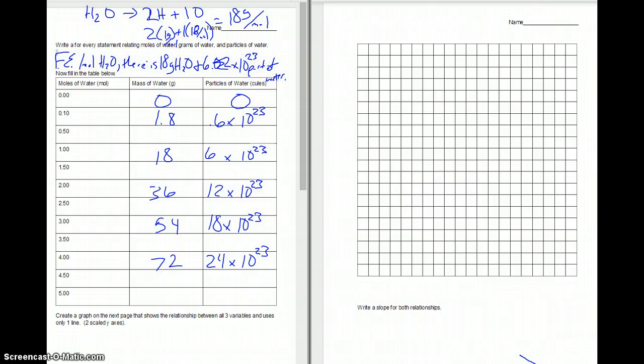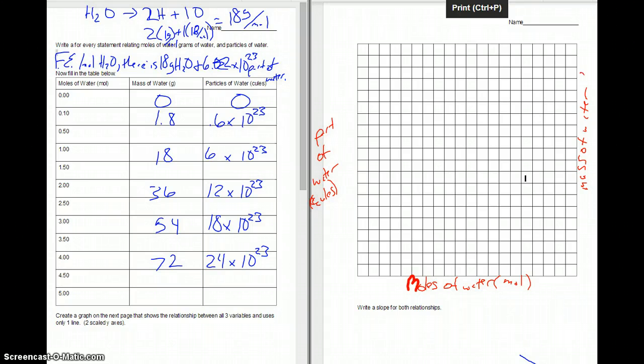So on my graph over here, if these are both related to moles of water, I can write mole, right? And then over here I'll do particles of water. And the unit there is an abbreviation for molecules. And over here we'd have mass. I know it's hard to see. Mass of water. Okay, and that's in grams, right?